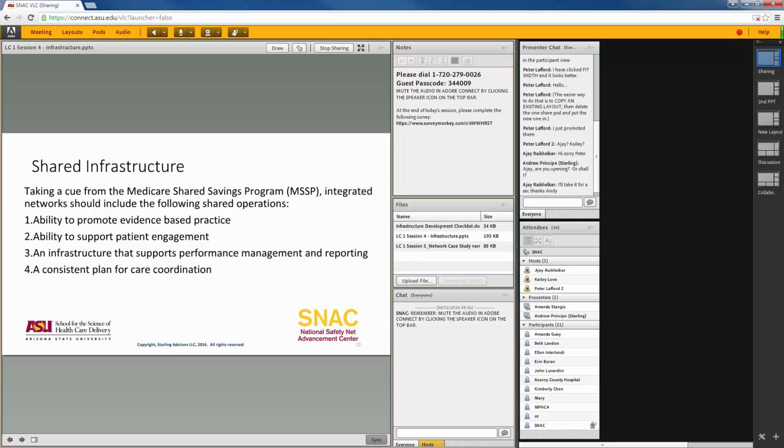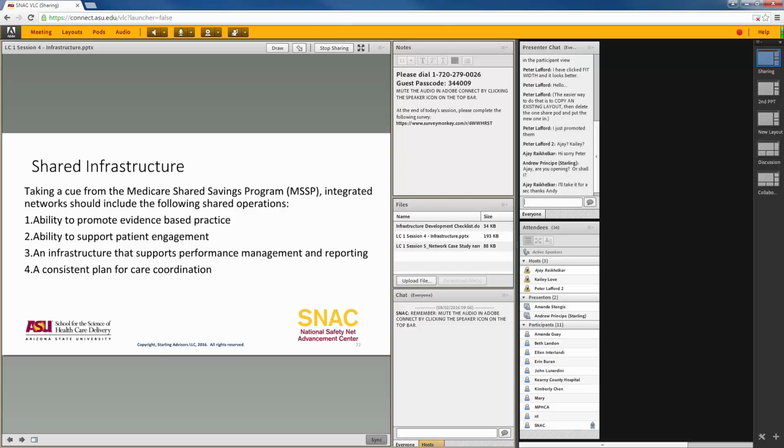Supporting performance management and reporting could involve sophisticated centralized IT systems to do this work, or could simply mean having a shared analytics person or informaticist who goes out to each of the organizations and works with them hand in hand. And a consistent plan for care coordination could involve centrally housed care coordinators, as we heard about earlier, or training capability to help the care coordinators located at the participating organizations become more effective in working with the network's patients.